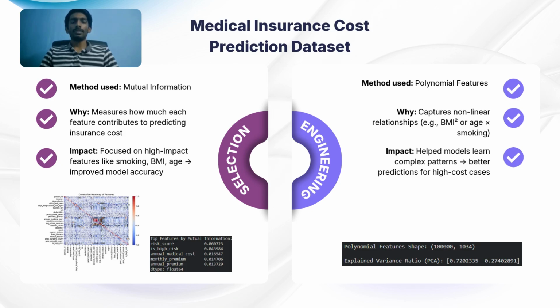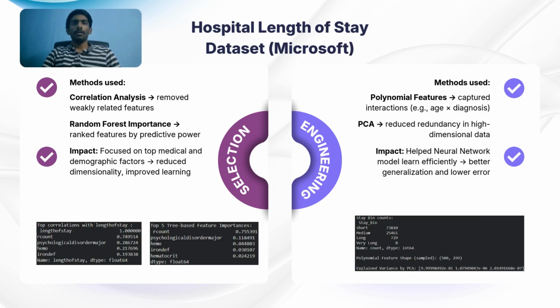For the insurance cost dataset, we used mutual information for feature selection. This method helps us identify which features had the strongest influence on insurance charges, and we found that smoking, BMI, and age contribute the most. We also added polynomial features like BMI squared and age multiplied by smoking status to capture more complex relationships that a simpler linear model might miss. These steps made the dataset more expressive and improved the accuracy of our predictions, especially for individuals with higher medical costs.